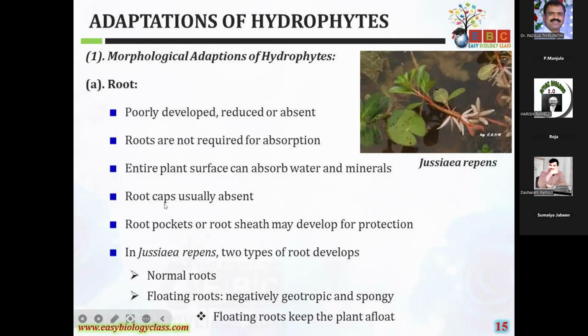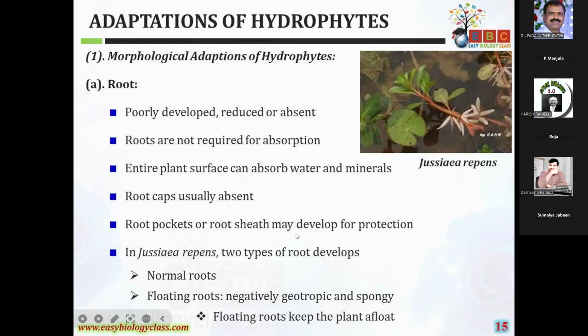Next, generally root caps are usually absent, and here root pockets or root sheath may be present. The main function of these root pockets or root sheath is protection. So in hydrophytes, root caps are absent, but root pockets are present. These root pockets mainly help for protection.